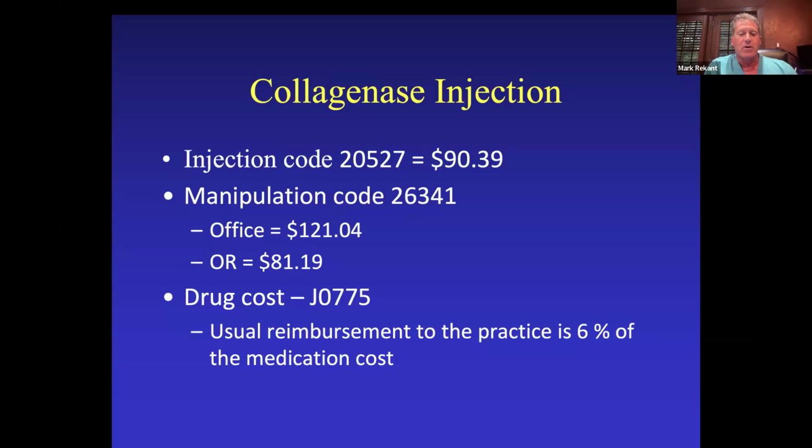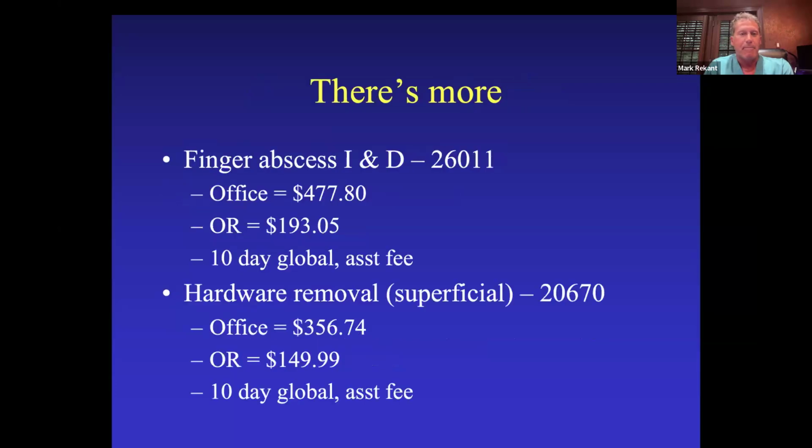There's a drug cost where we use J codes similar to the J code we use for cortisone injections, which is J0775. And typically Medicare allows the office to get reimbursed 6% of what the total medication cost would be. So that is another added benefit to you and to the practice.